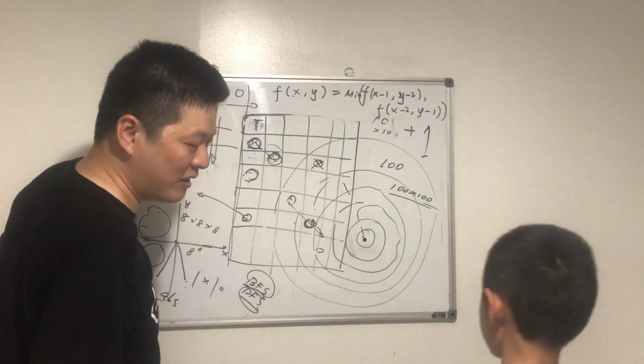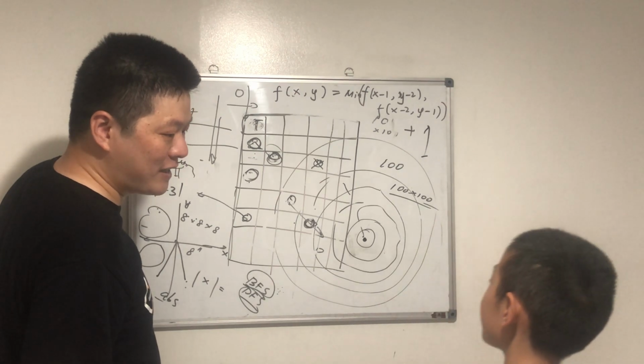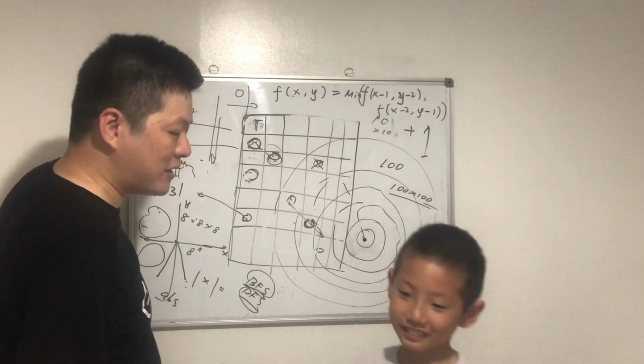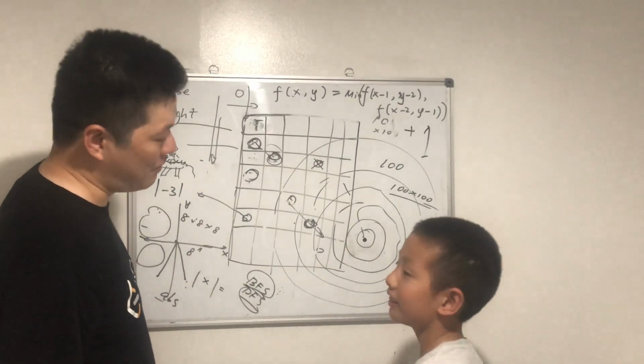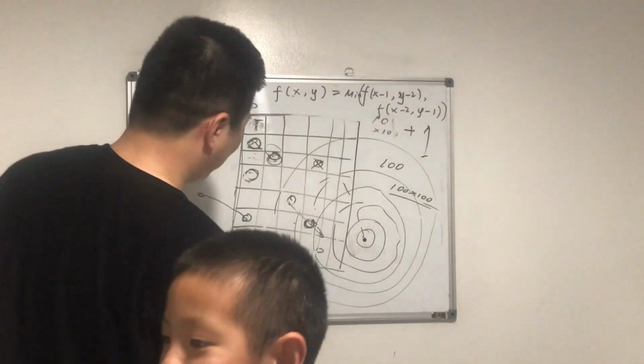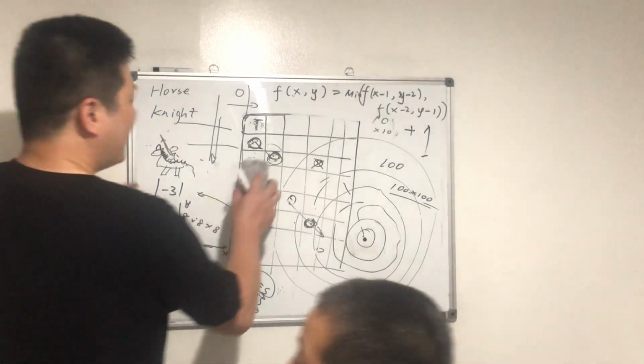What does this call? Recursion with minimization. And what does it call? Dynamic programming. Top down or bottom up? Top down. Okay, now we can implement it. 14 minutes. Okay, then what?